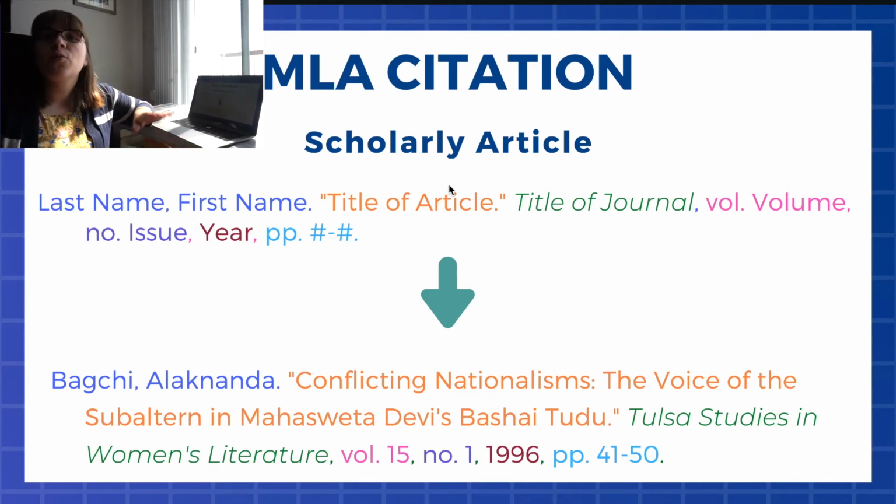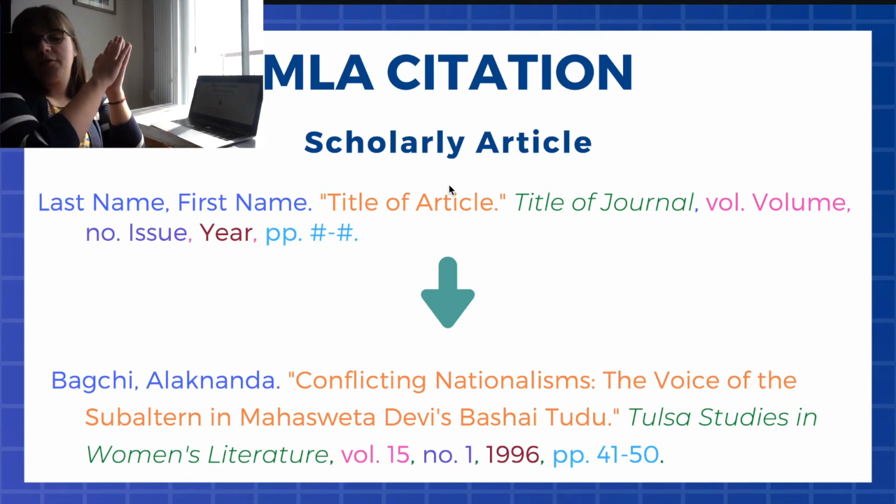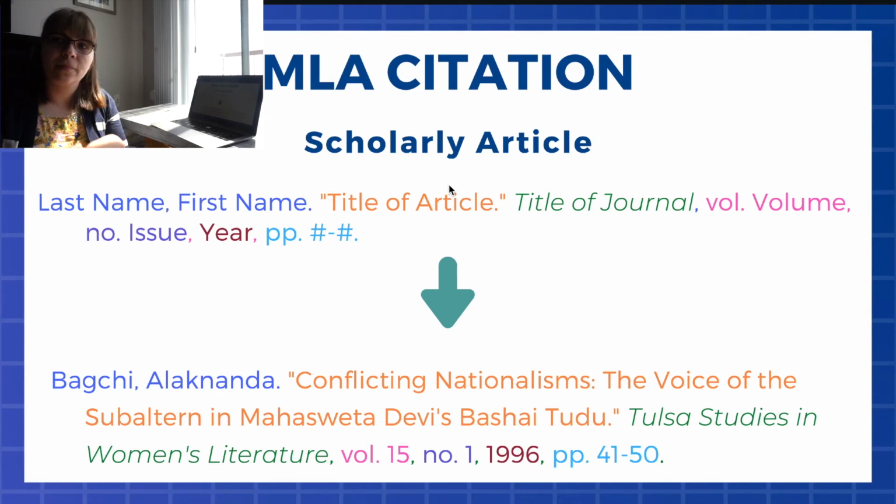Now, it's important to remember when you are citing journal articles that you know the difference between the name of the journal and the name of the article. Easiest way to compare it is to think of the name of the article as the chapter, the name of the journal as the book that published that chapter. And so you have Conflicting Nationalisms, name of the article, and then Tulsa Studies in Women's Literature, name of the journal. Volume and issue number is also important. Those are usually listed either on the database that you found the article in, or straight on the article. They'll usually list a volume and an issue number there.